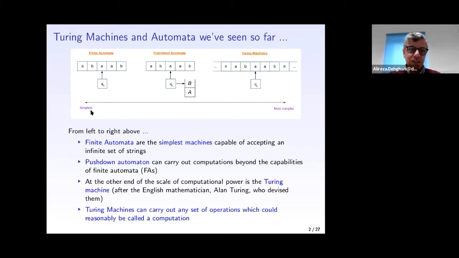And as you can see, whenever we go to the left, the machine gets simpler, so less power the machine provides us with. And whenever we go to the right in this course of machines, we get more power and the machine gets more complex.